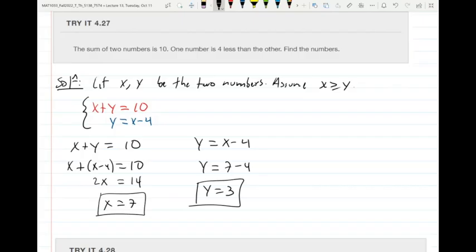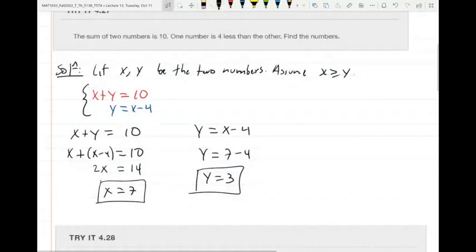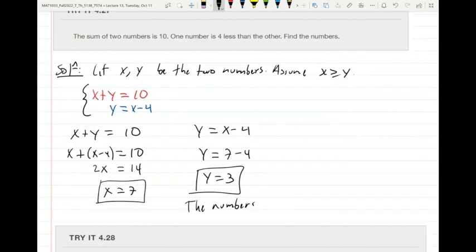So the two numbers that we're looking for are 3 and 7. So now, typically here you should write a sentence, find the numbers. Okay, the numbers are 3 and 7. So if you want, this is the answer right here. The numbers are 3 and 7.